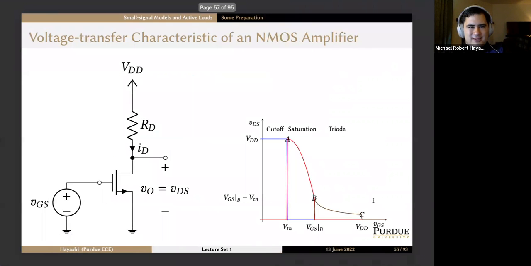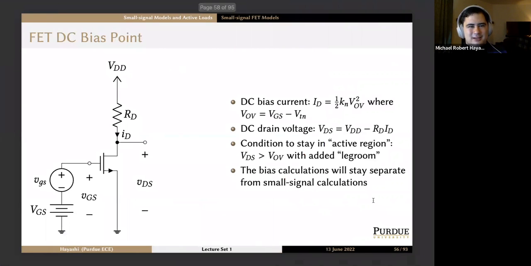So after we've done this little bit of preparatory work, let's talk a little bit about small signal FET models. The first thing we need to know is how DC biasing works. So we're first going to apply a DC voltage.